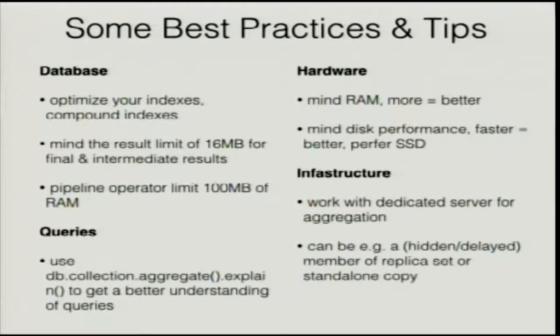You have to mind that the result can be only about 60 megabytes, because that's the maximum we can store in a BSON document. But 60 megabytes is still huge. A pipeline operation also has a limit of 100 megabytes, which doesn't sound like much, but you will hardly ever hit it. You can also improve your queries up front. There's a nice explain operation, which will give you information about what MongoDB would do when running your query.